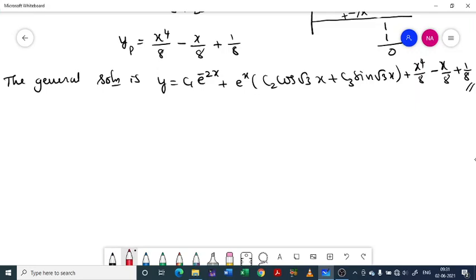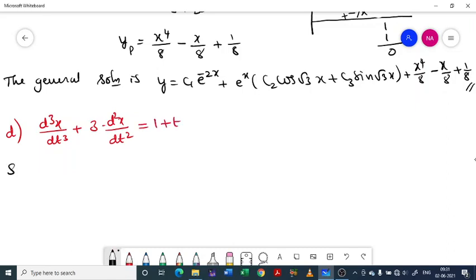Problem D. D cube x by dt cube plus 3 d square x by dt square equal to 1 plus t. Solution. So the auxiliary equation will be m cube plus 3m square equal to 0. Right. So the roots are 0, 0 and minus 3.